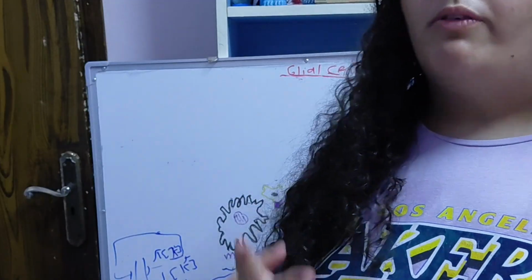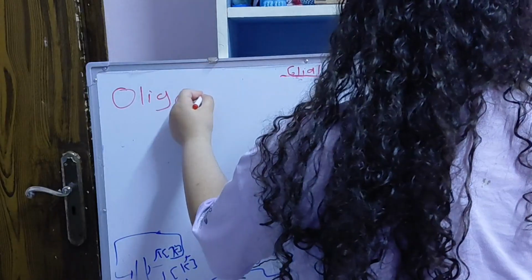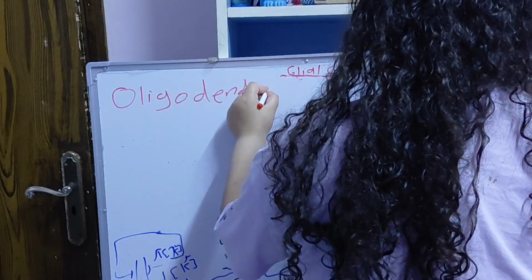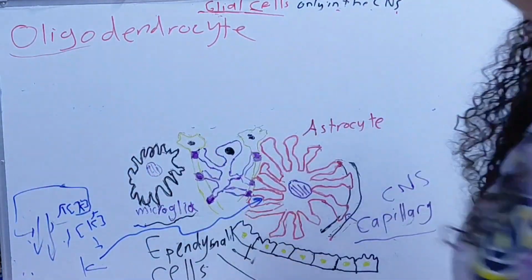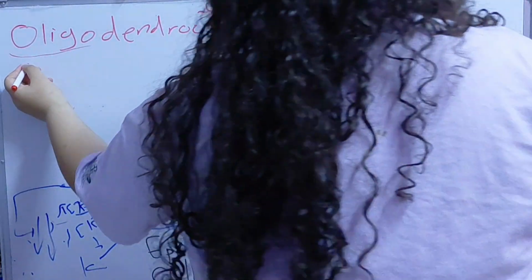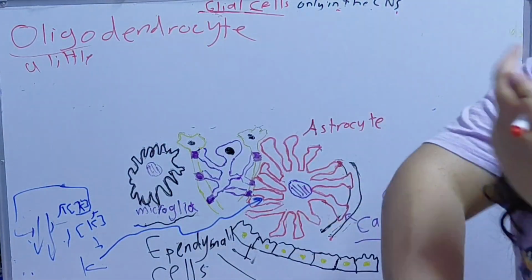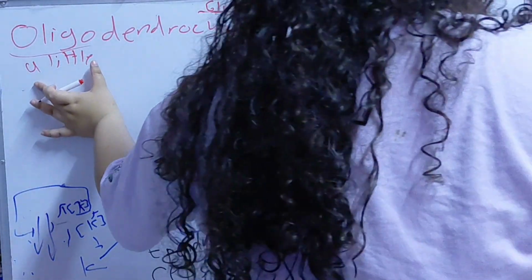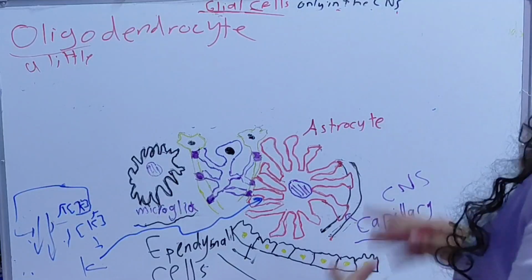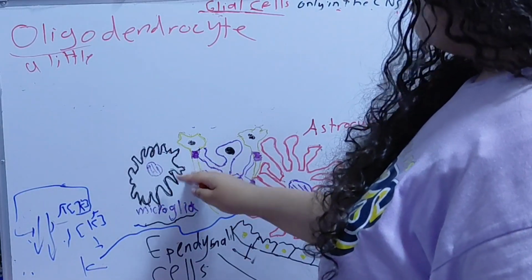And now we'll move to the fourth type of glial cells, which is the oligodendrocytes. Usually when you have the prefix oligo, that means a little, or that you don't have lots of the thing that comes after it. Dendrocytes come from dendrites, which we explained previously. So it's just a glial cell that doesn't have lots of dendrites. That's the explanation of it. And it has an important function, which is making myelin.